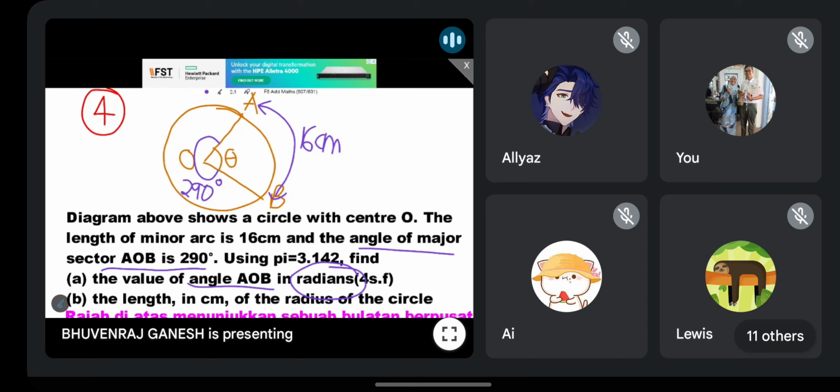Macam mana dapat 5 point? Daniel, nak sudut ni, bukan sudut ni. Okay, soalan tanya AOB. Sudut kecil mereka nak. Sudut besar mereka dah beri. Okay, they want the small angle lah guys, in radian. Not the big angle.